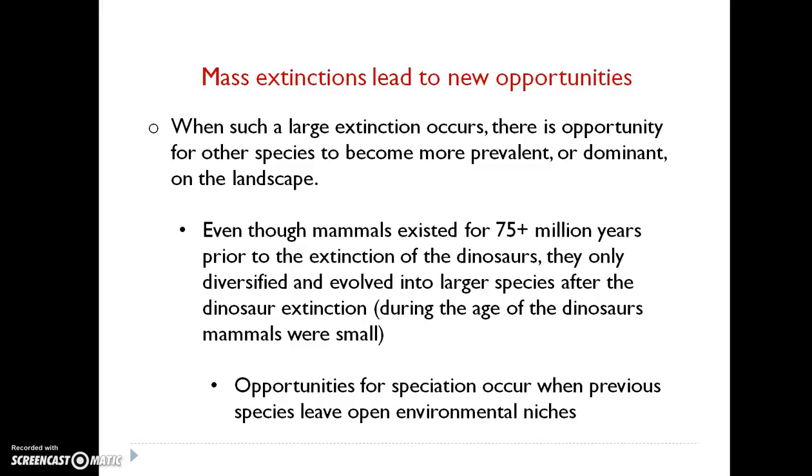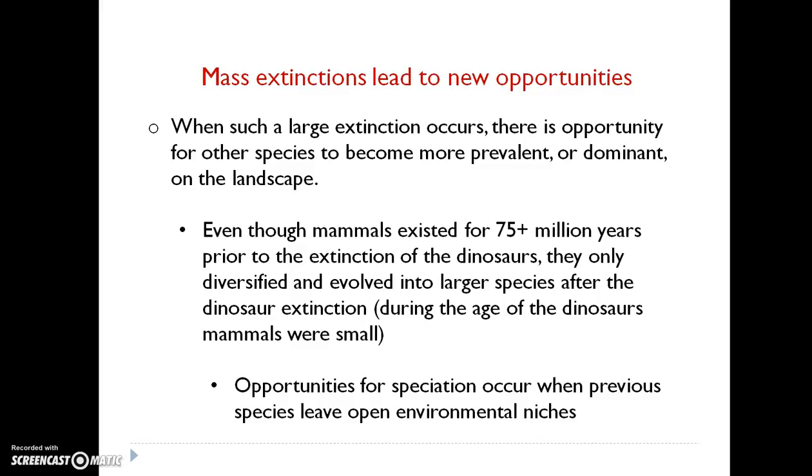So what do you think happens when a mass extinction wipes out so many species? Well, probably for a great deal of time after that mass extinction, there's just a vastly reduced biodiversity on Earth. But over the period of evolutionary time, remaining populations will reproduce and eventually lead to new species. So when such a large extinction occurs, there is going to be an opportunity for other species to become more prevalent or dominant on the landscape.